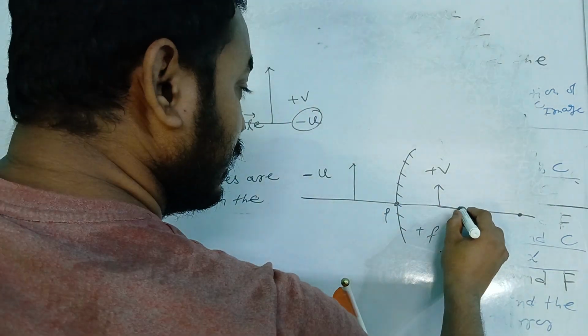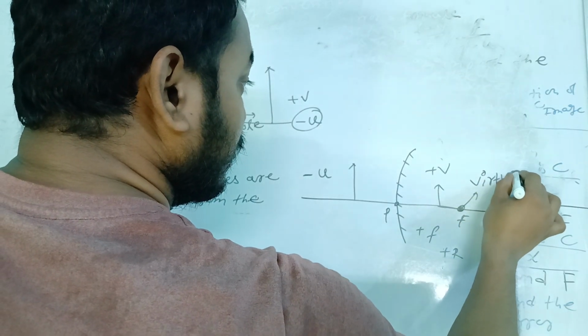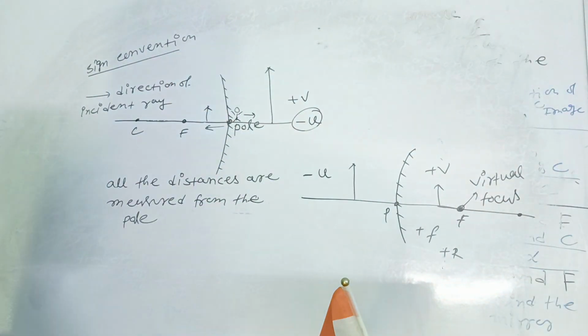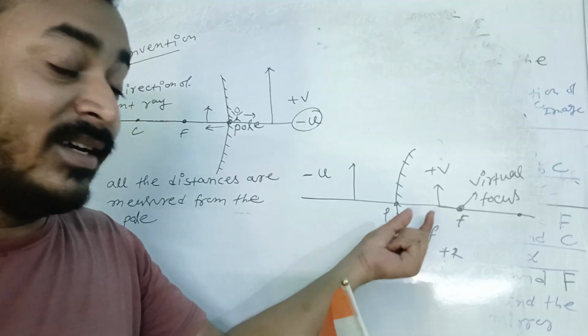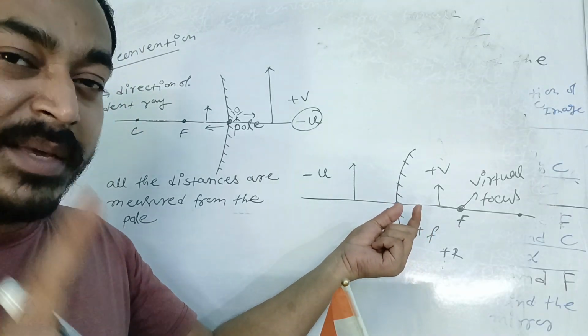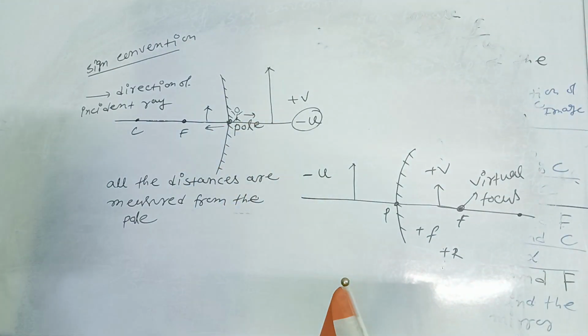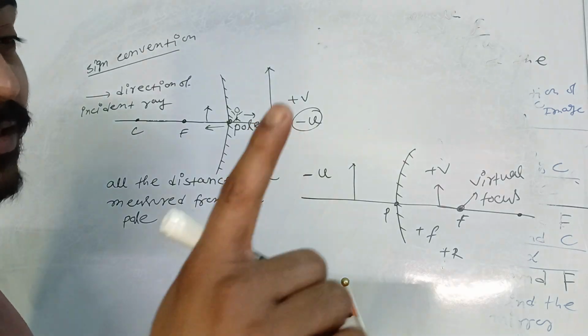For convex, only u is negative, and the image distance and focal length are positive because this is a virtual focus. So for the virtual case, it is positive. If the image is virtual, then the image distance is always positive.